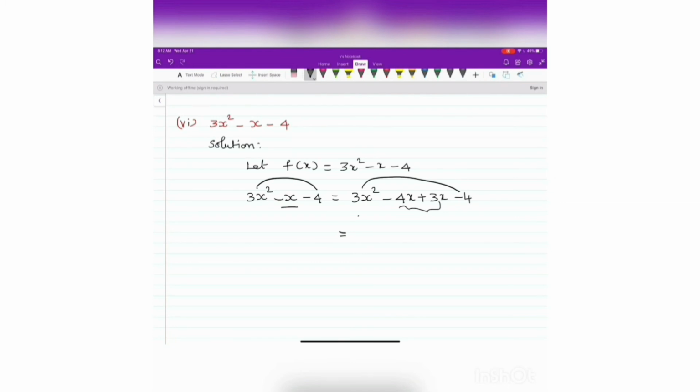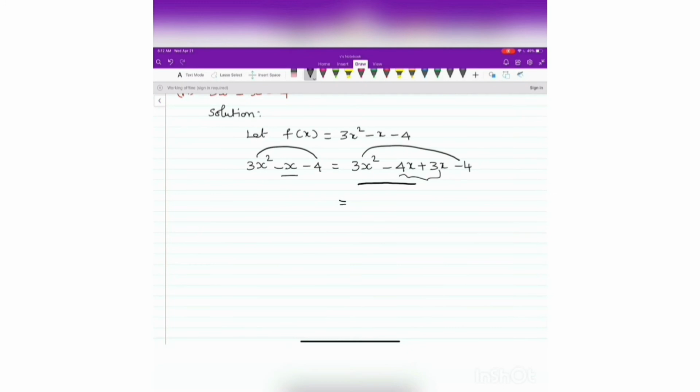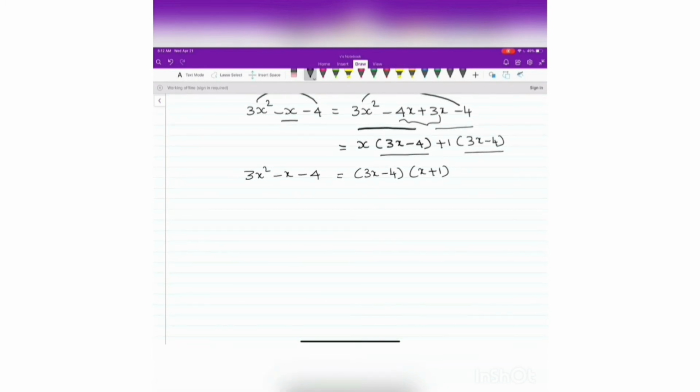So, now let me combine 3x square minus 4x. I can take out x as common factor. Inside I will have 3x minus 4. And when I combine 3x minus 4 plus 1, I can write it like this, plus 1 into 3x minus 4. Now 3x minus 4 is common. Take it out. So I will be getting 3x minus 4 into x plus 1. That is 3x square minus x minus 4. I can write it as 3x minus 4 into x plus 1.